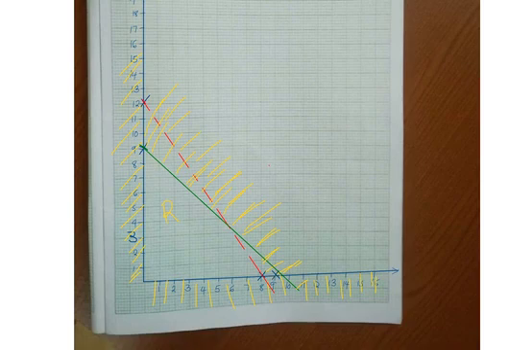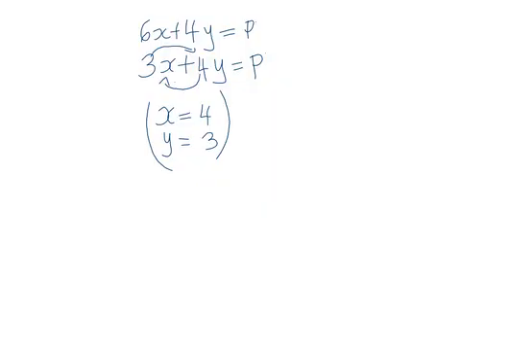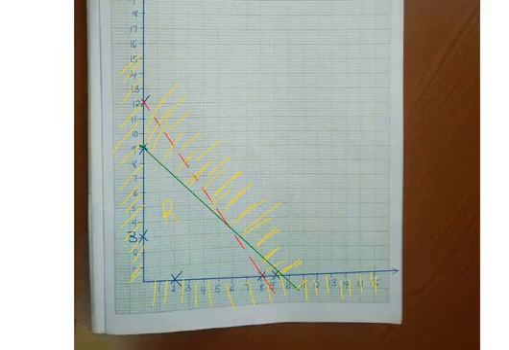So we have y, which is 3 when x is 0, and x, which is 2 when y is 0. When we divide this by 2, this one should be 2, and this one is 2. So now we join the 2 points to make our objective function.